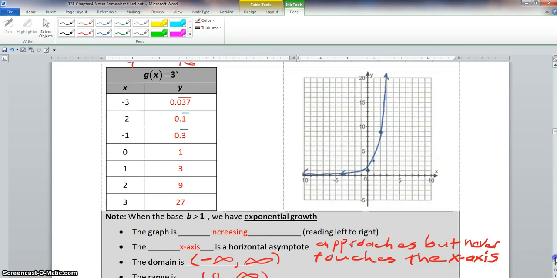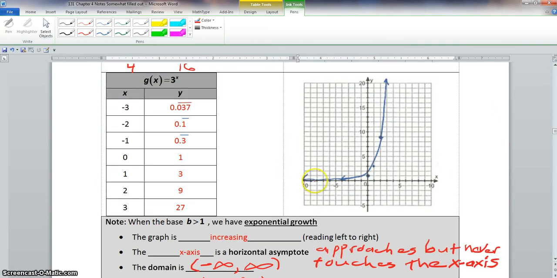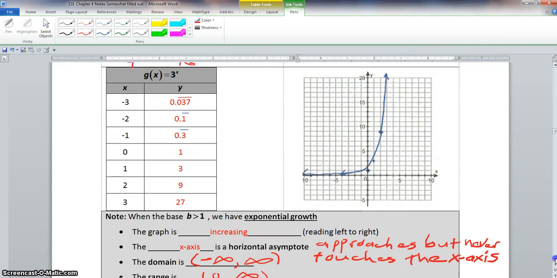Now the domain. If you look at the domain, as this graph goes along, you're going to have every x value, because this goes on forever and it's not going up in a straight line. It's still going to keep tilting out. So the domain will be from negative infinity all the way to positive infinity.